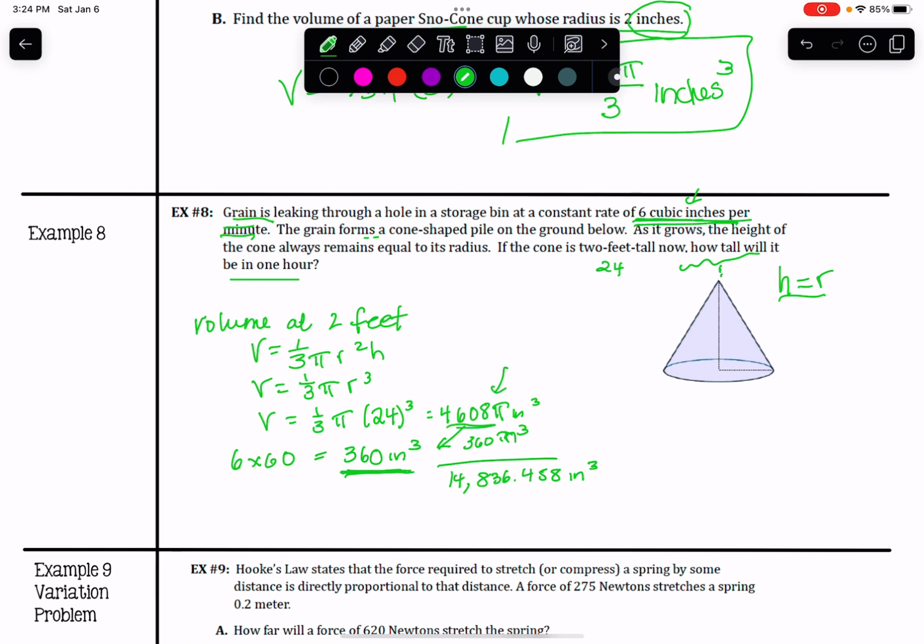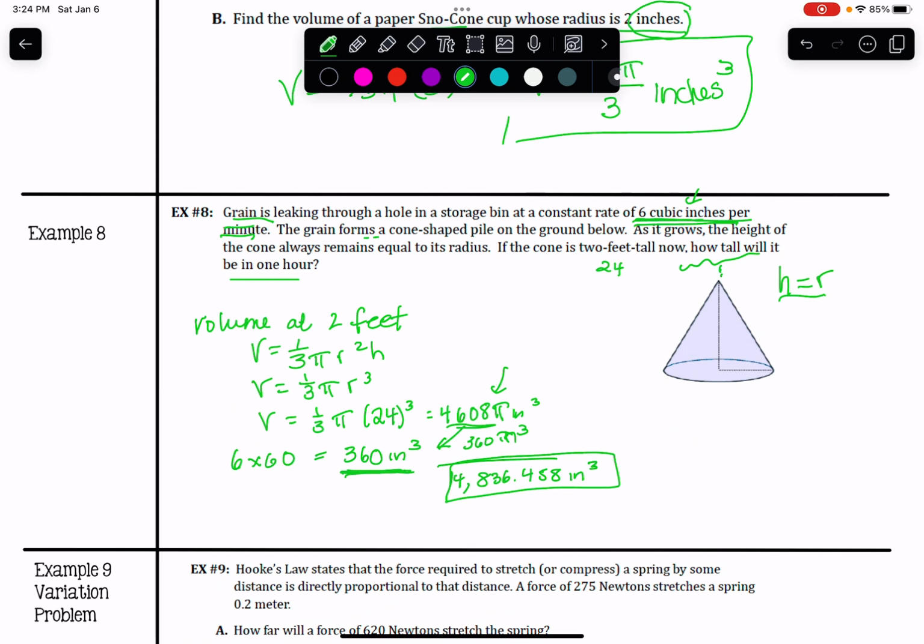You had to multiply that by 3.14, so it got significantly larger. So that's the answer for how tall will it be in 1 hour. I mean, that's the height. That's the volume. Okay, so now that we have that, we have to solve for the height. And so let's see, height in 1 hour, okay.